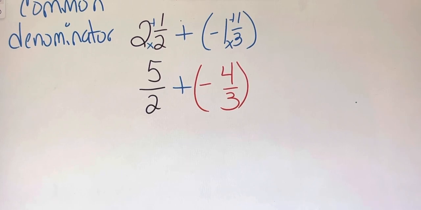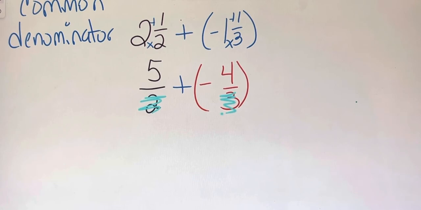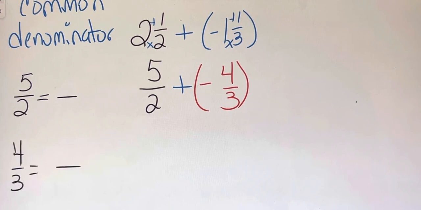You can see that the denominators on the bottom are different numbers. They need to be the same, so we're going to make them the same by finding equivalent fractions. So I'm going to look at 5/2 and 4/3, and I want them to have the same number on the bottom. To me, the easiest thing is you can always multiply the two denominators, and that will always give you a common denominator. So 2 times 3 is 6, so I'll use that for my common denominator, and then I have to make equivalent fractions.